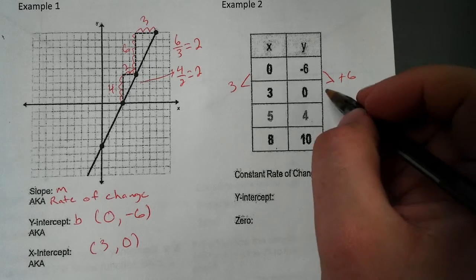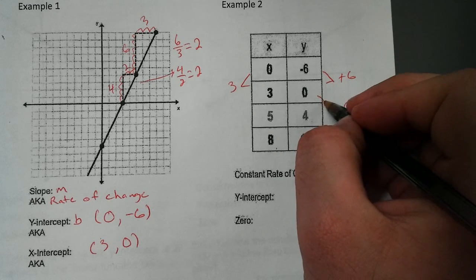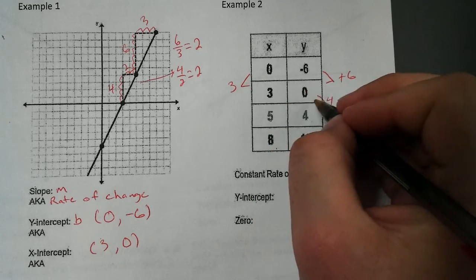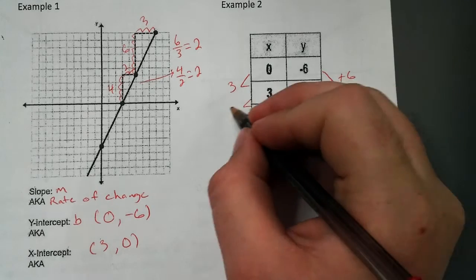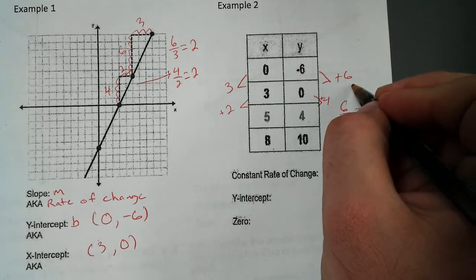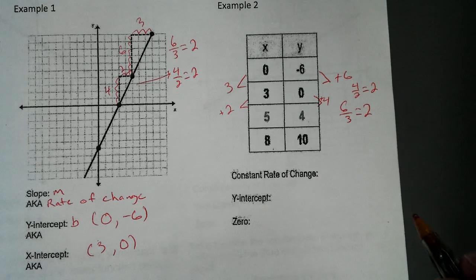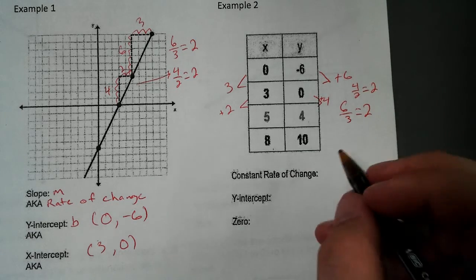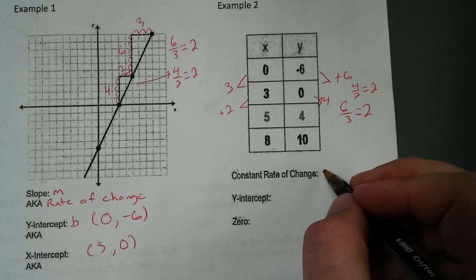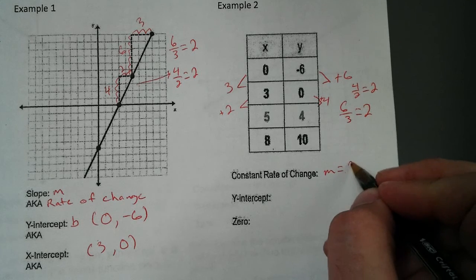Now, let's check it just to make sure. Let's do 2 more points. So this one, it goes up 4. And this one, it increases by 2. So 4 divided by 2, which also gives us 2. So we know the slope there is just 2. Constant rate of change, the slope is 2.